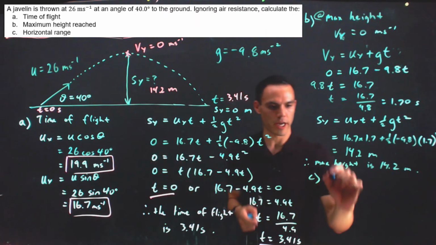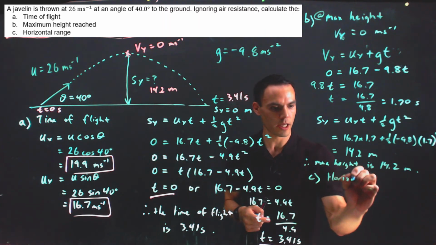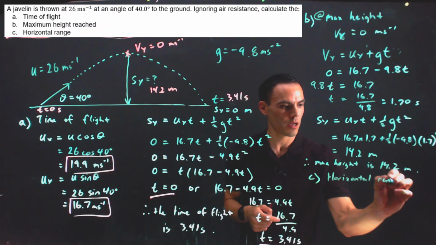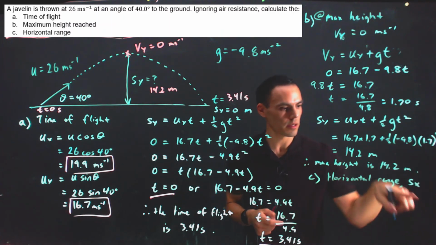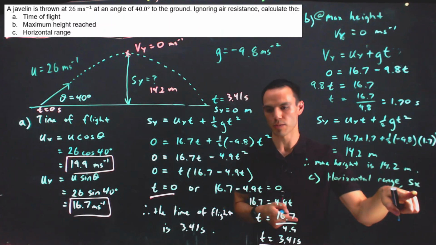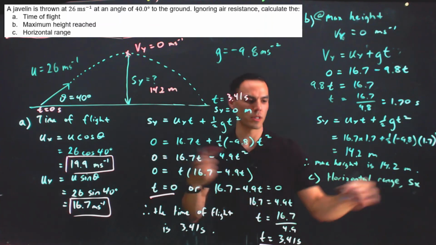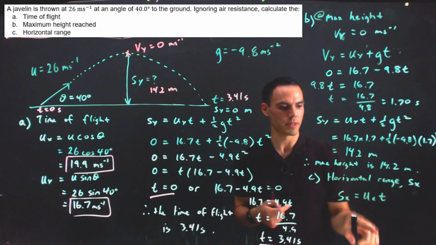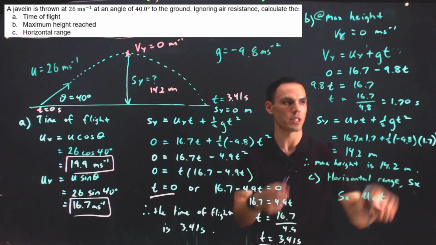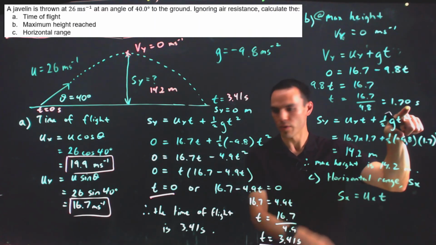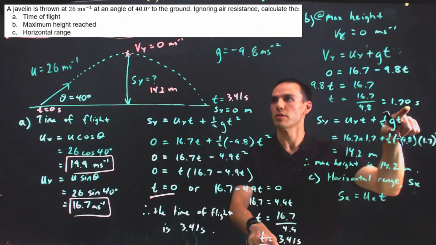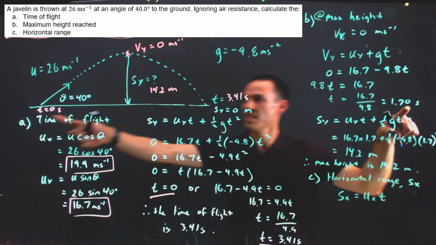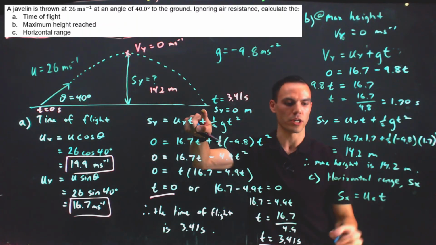All right, last but not least, the horizontal range. So the horizontal range, let's write that down first, is really just this thing here, the horizontal displacement. And there's a nice little formula in your formula sheet that says Sx equals Ux times t. So don't get confused here, don't multiply it by 1.7. We're going to use this one here, which is 3.41, because that is the time of flight for the projectile.